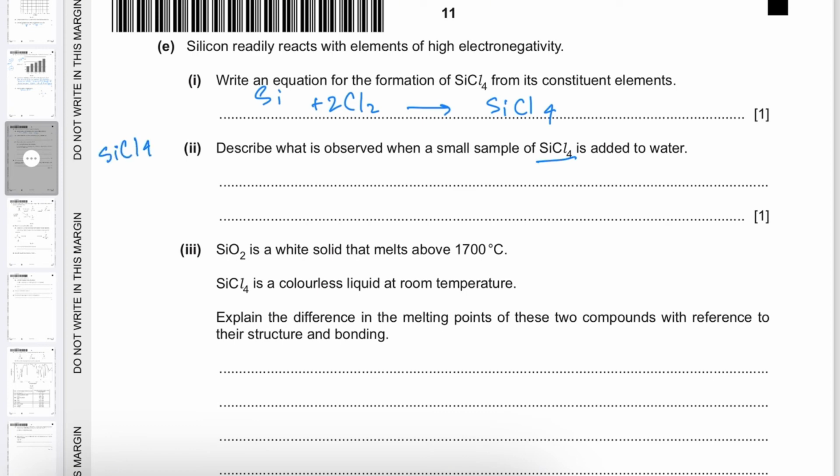Silicon chloride, being a covalent chloride, reacts with water to undergo hydrolysis, and this reaction will produce silicon oxide as well as hydrogen chloride. Now, silicon oxide will form a white precipitate, but because we are using only a small sample of silicon chloride, we won't be able to see that in this reaction. However, you will be able to see misty fumes or effervescence due to HCl.